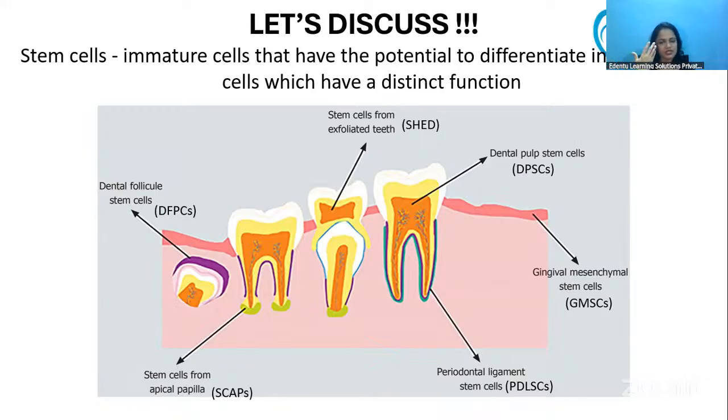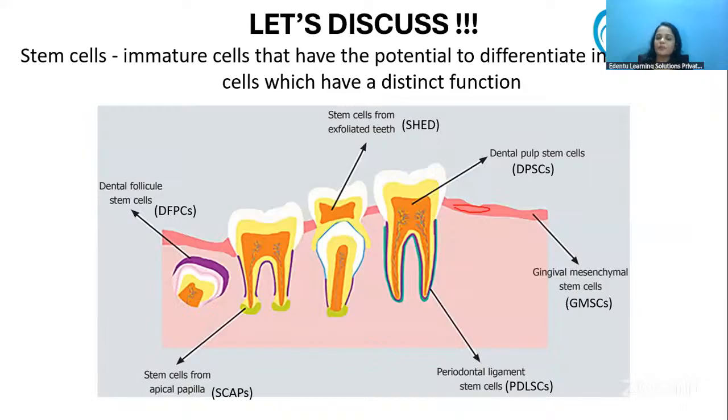They can differentiate into an ameloblast, which will form enamel, or an odontoblast, or an osteoblast, which will form bone, or a cementoblast, which will form cementum. Like that, they can get activated into any type of cell. So in the oral cavity, there are some special areas where these stem cells are present. There are the gingival mesenchymal stem cells, which are present in the gingiva.